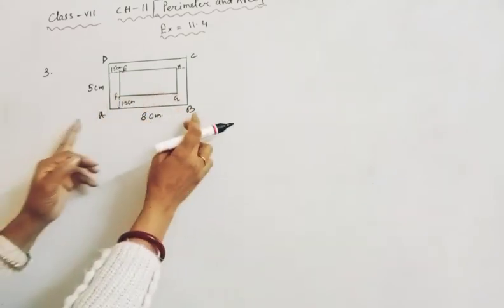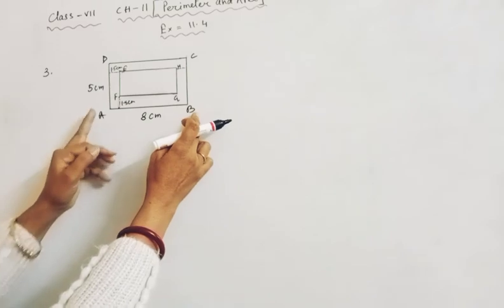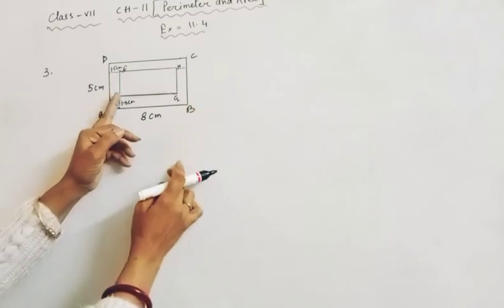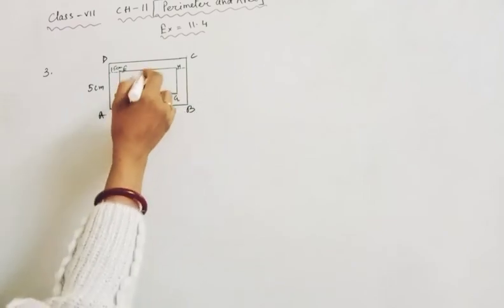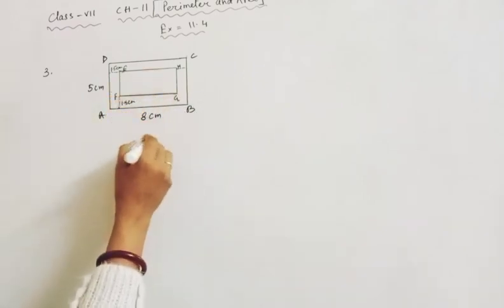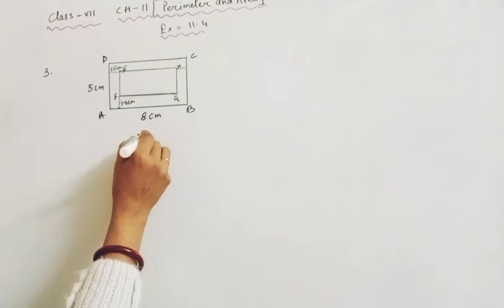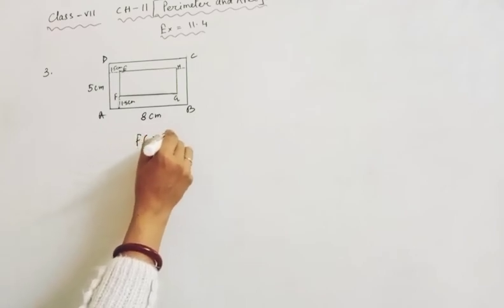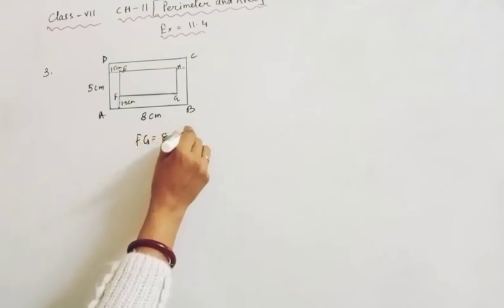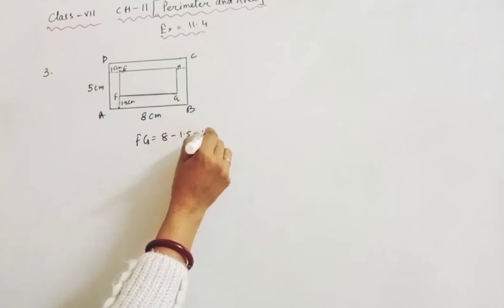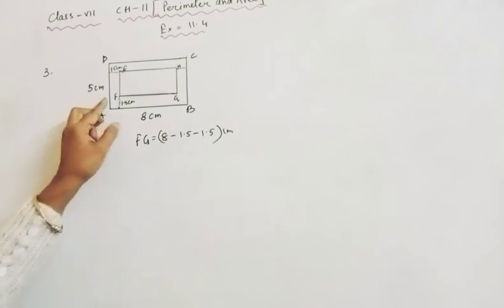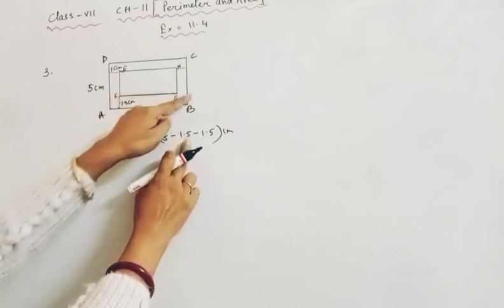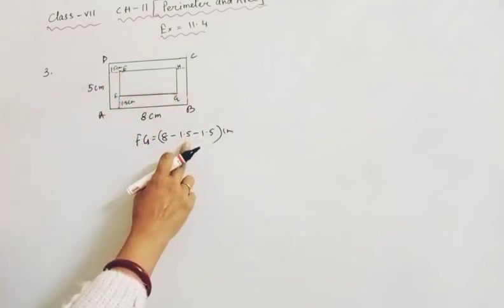FG will be less than 8 centimeter, because 1.5 centimeter you have to leave from here and 1.5 centimeter you have to leave from here. So inside, FG will be 8 minus 1.5 centimeter, 2 times. You will subtract 1.5 centimeter from this side and 1.5 centimeter from this side.